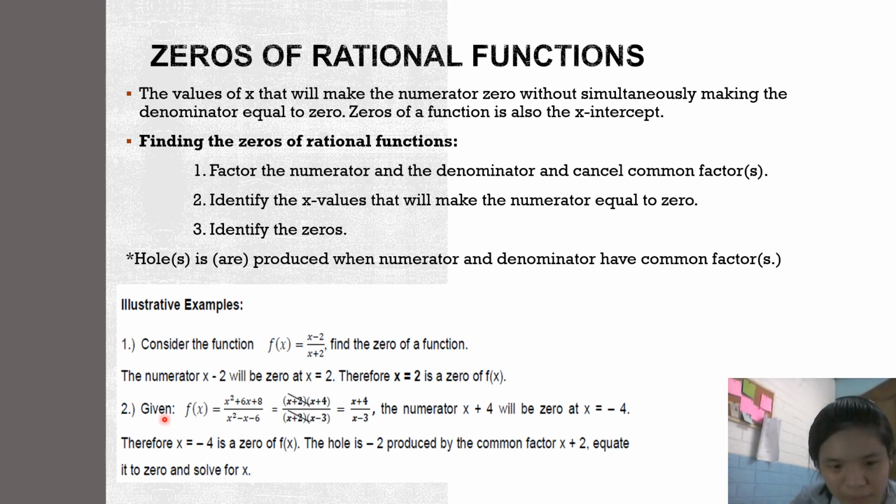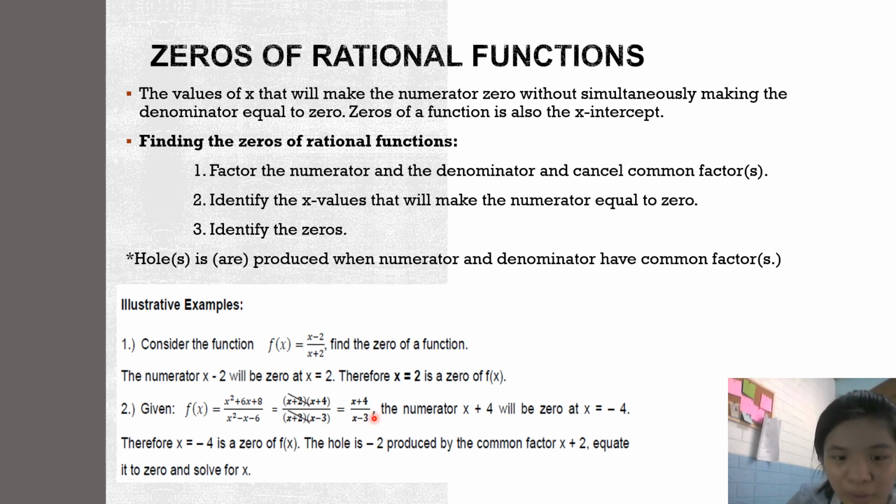So, let's go to number 2. Given f of x equals x squared plus 6x plus 8 all over x squared minus x minus 6. The first thing we need to do is factor the numerator and denominator, and then cancel the common factor. In this case, they have a common factor of x plus 2. I hope you already know how to factor, so I'll leave the factoring to you. Then, all we have to do is cancel them. What is left is x plus 4 over x minus 3.